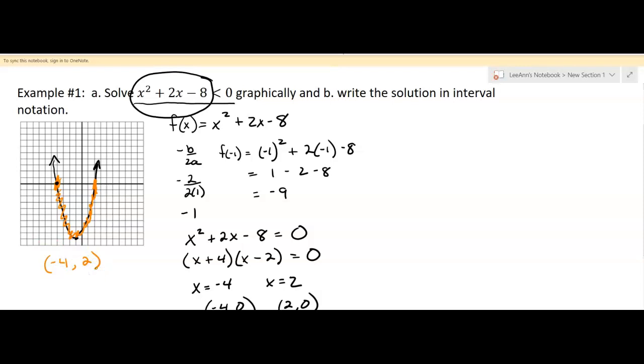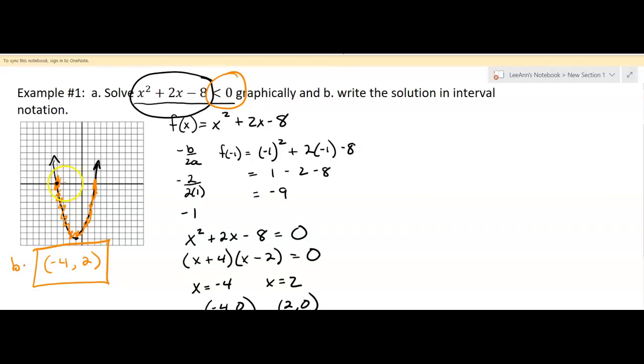So it's going to be from negative 4 to 2. And we're not going to include negative 4 and 2 because it has to be less than 0, not less than or equal to. Okay? So that's going to be the answer. That's part B. Part A was graphing it. Part B says write the solution in interval notation.